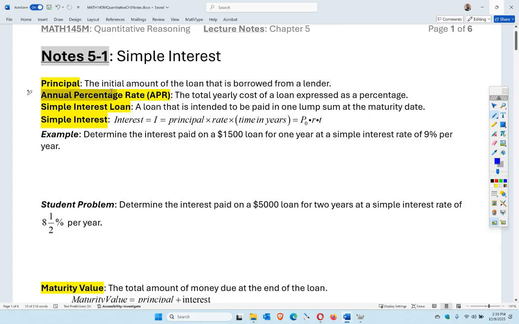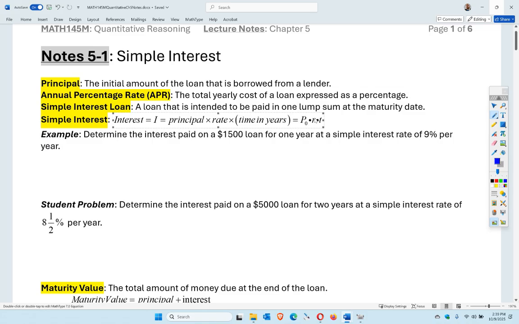So we're going to be doing APR, which is annual percentage rate. That's the yearly cost of the loan expressed as a percent. And we're first going to start off with simple interest, which means you just pay one lump sum at the maturity date, which is the end of the loan, right? So interest I is principal times rate times time, which is in years. Time is always in years.